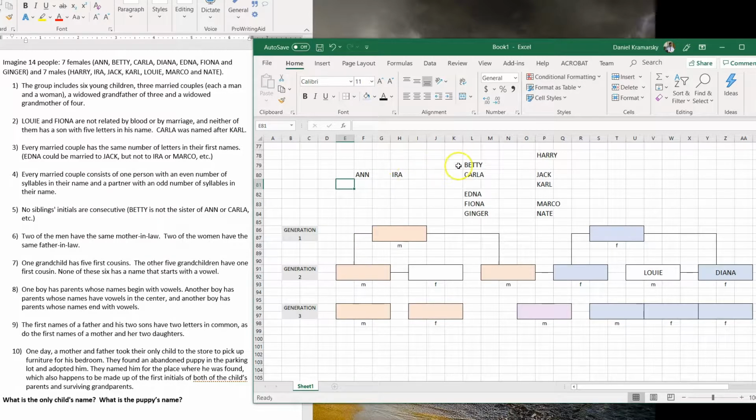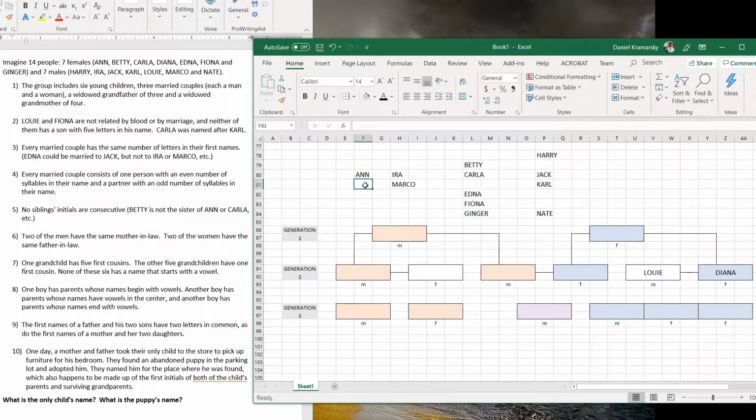Well, Ira has two letters in common with Harry, and with Carl, and with Marco. But since this is the couple with vowels in the middle of their names, and Anne and Ira have vowels at the beginning, the only one with a vowel at the end is Marco. Nate does not have two letters in common with Ira, so he won't work. It has to be Marco.